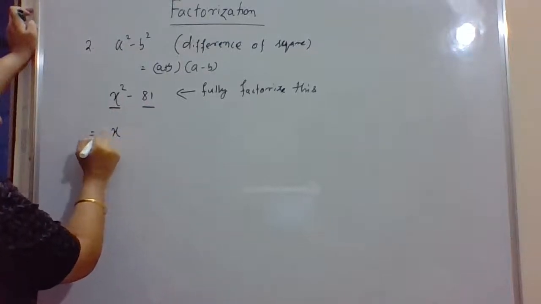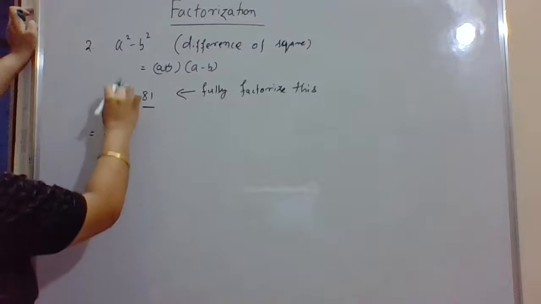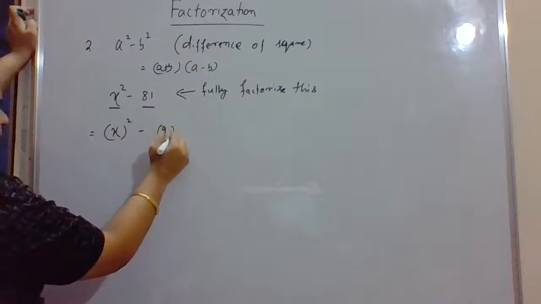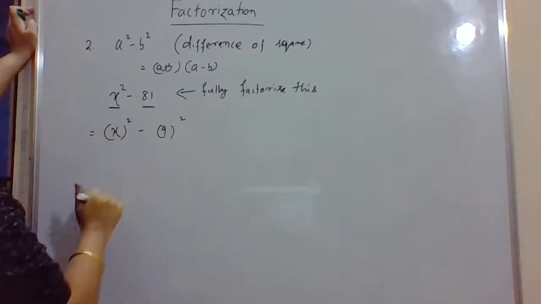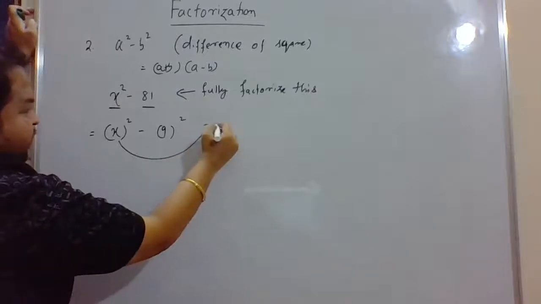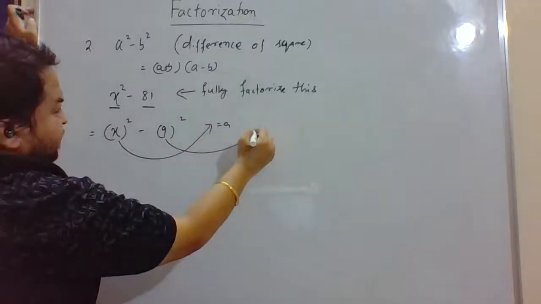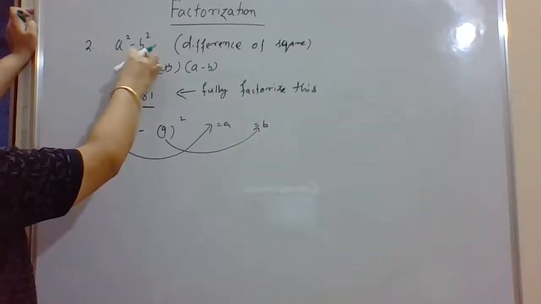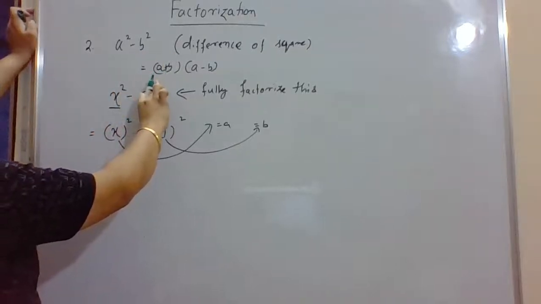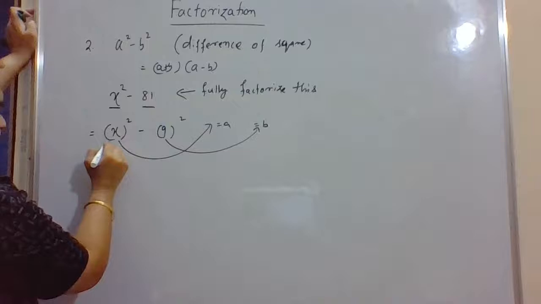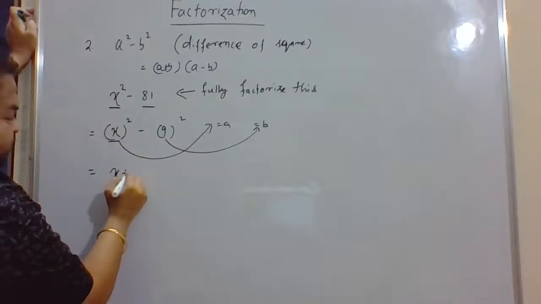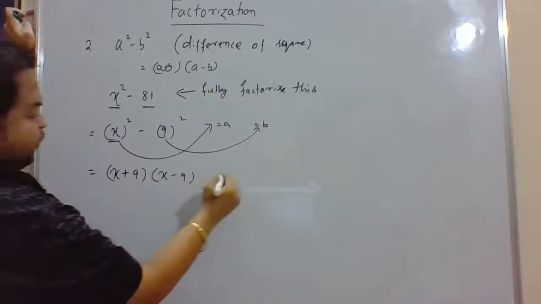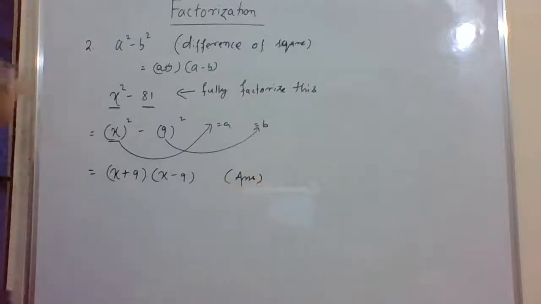So I can write the first term as the square of x minus the second term. What is the square root of 81? That is 9. So 9 squared. A squared minus b squared. So what is the value of a here? So x equal to a, and 9, this one, equal to b. So we know if it is a squared minus b squared, I can write a plus b into a minus b, which is nothing but, a here is x. So x plus 9 into x minus 9. So this would be my answer.